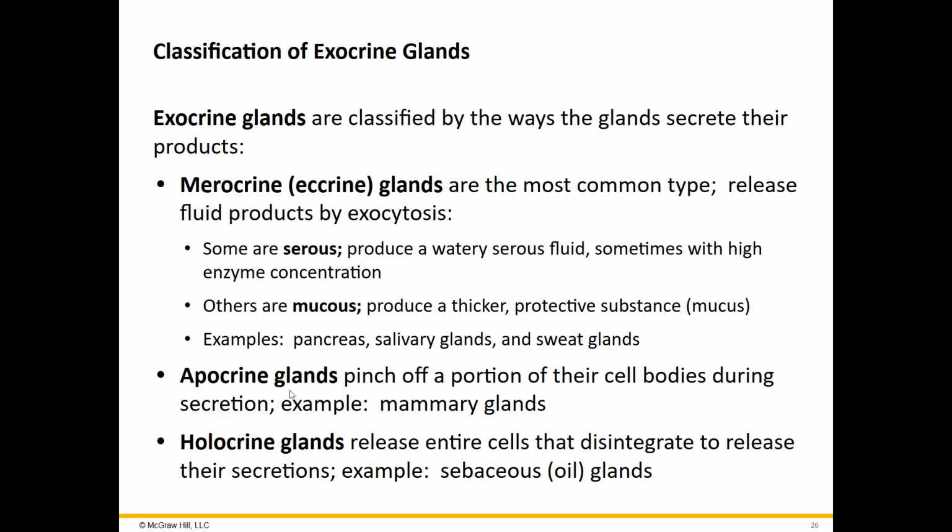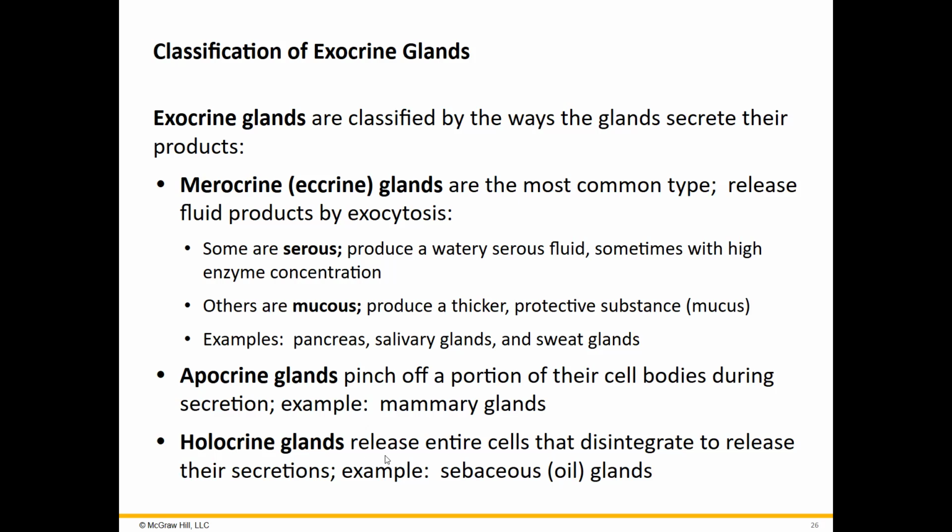Apocrine glands are a kind of gland that pinches off a part of their cell during secretion. These are going to be mammary glands. So in breast tissue, you have mammary glands, okay? They produce milk for breastfeeding. An apocrine gland is a gland where the cell fills with milk and then it breaks off a part of that cell containing the milk so that the milk can leave via the duct and be ingested by the infant, the newborn.